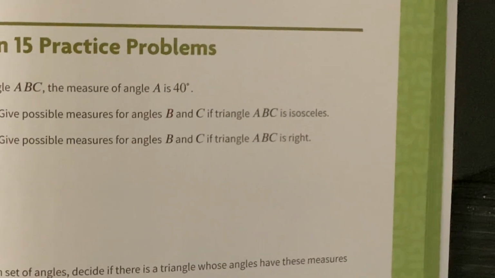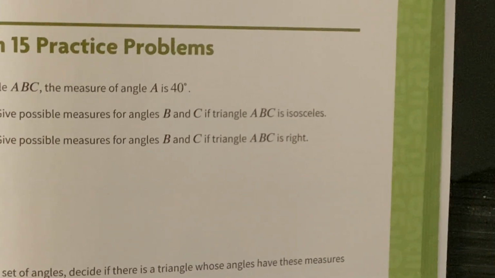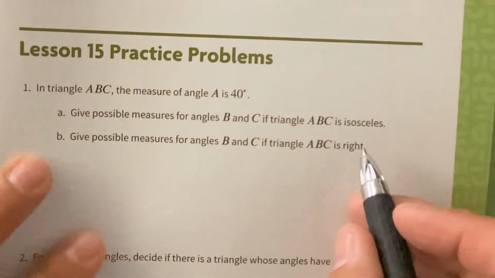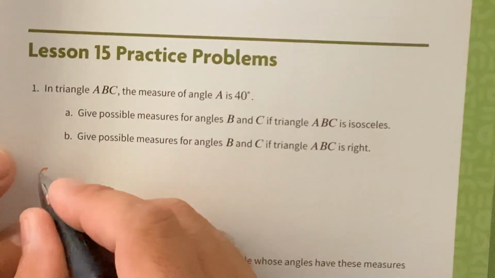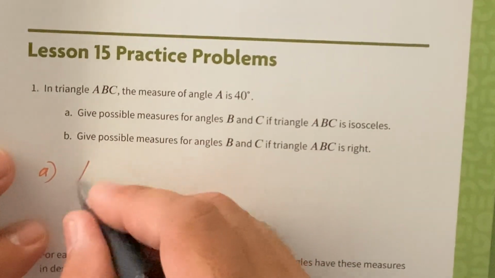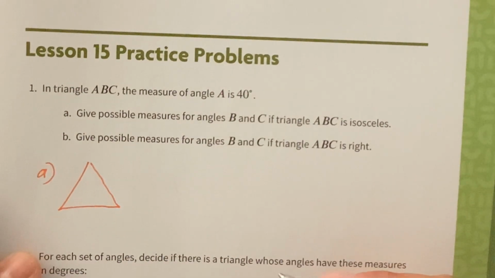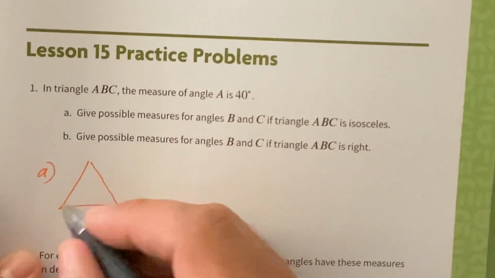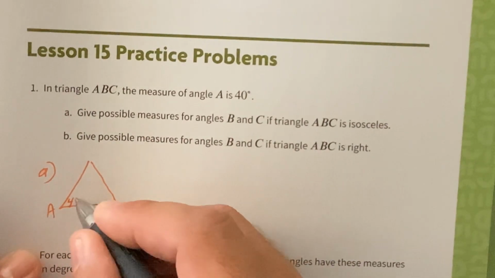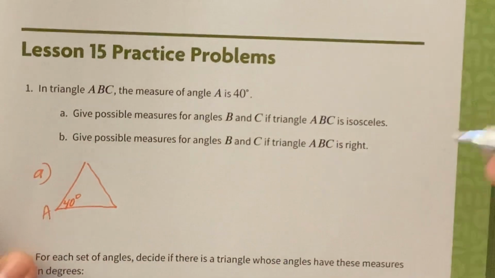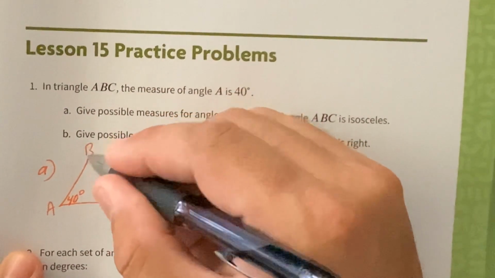So it says, give possible measures for angles B and C if ABC is isosceles. So remember, isosceles means two sides are equal. So if angle A is 40, let's say this is 40, you have some options for what the other angles could be.